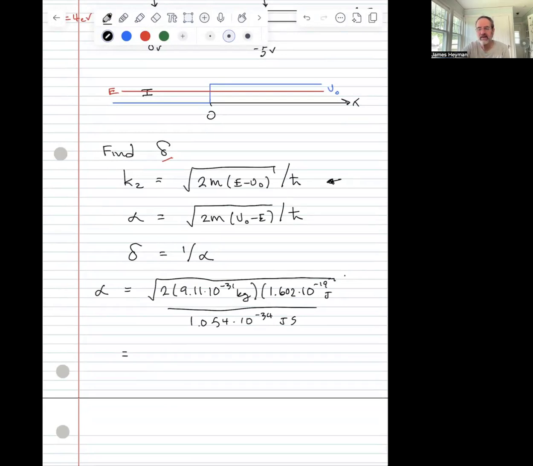Now we need to spend a minute with our calculators. Plug away, and when you do this, you'll find that alpha is equal to 5.13 times 10 to the 9th inverse meters. And of course, what that really means is that delta, which is 1/alpha, is 1.95 times 10 to the minus 10 meters. Or delta is about 2 angstroms.